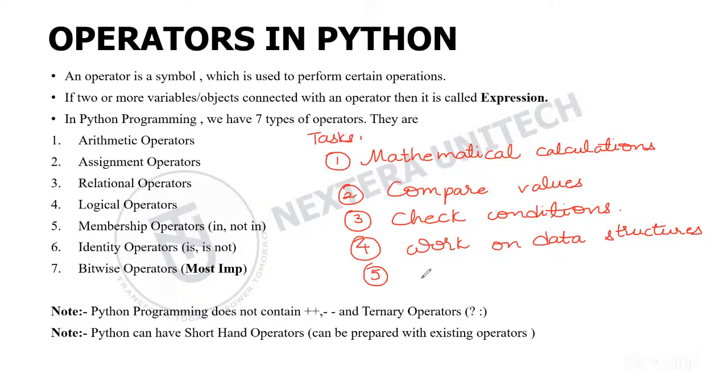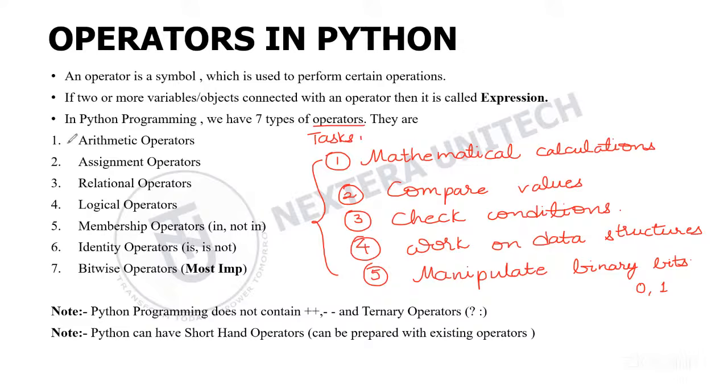And then you can also manipulate the binary bits. So binary bits are like zeros and ones. The binary data consists of zeros and ones. You can also manipulate these binary bits in your memory using these operators. So these are the tasks you can perform using operators.